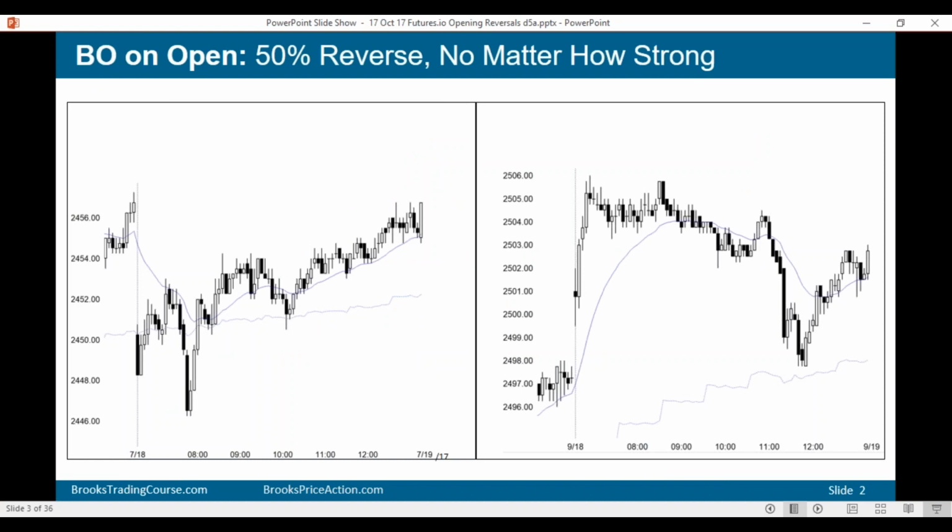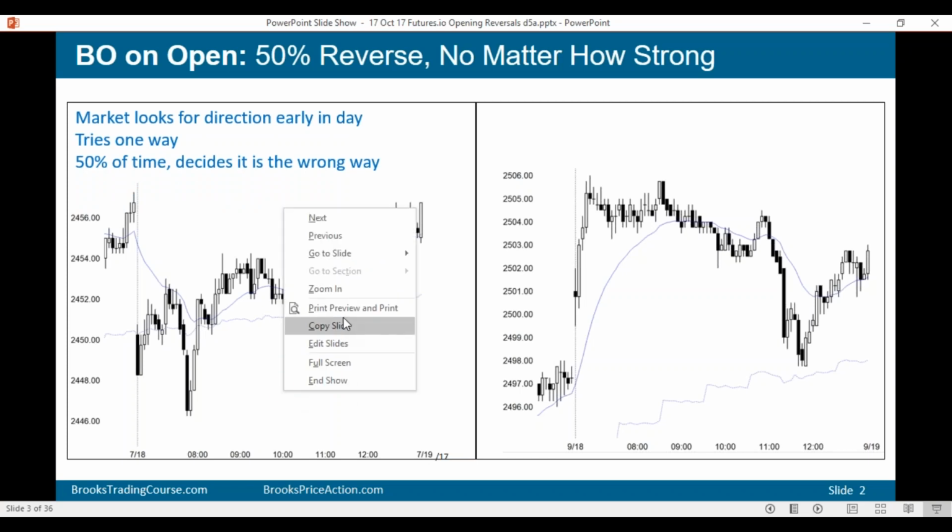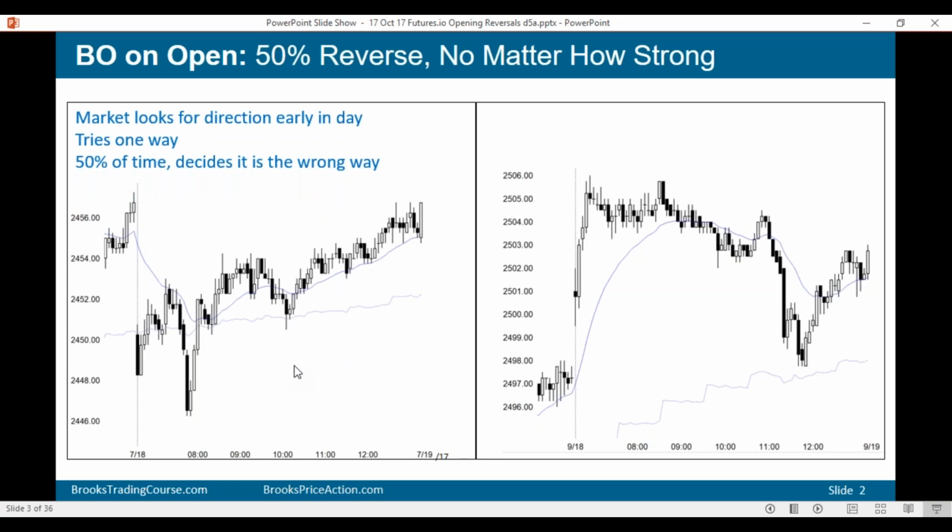Here are two charts. Again, as I said, the market on every day usually has some kind of a strong move up or down on the open. And it looks convincing. For example, here, let me put up the laser pointer. I'm not sure that it's going to allow me to do the laser pointer. I'll do it manually. Anyway, you can see a very strong bear breakout here. And as strong as it was, it led to a reversal up.